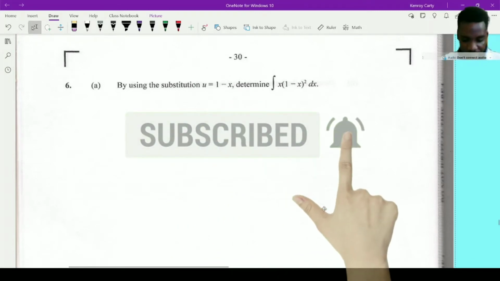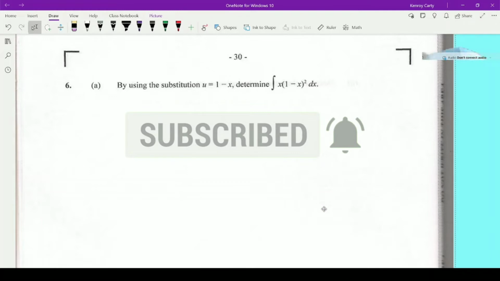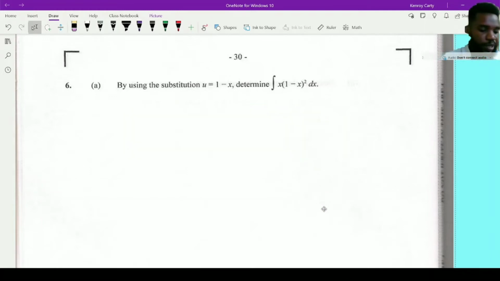This is the final question in a 2019 CXC Pure Mathematics Past Paper 2, Unit 1. It's question 6. It says, by using the substitution u equals 1 minus x, determine the integral of all of this.